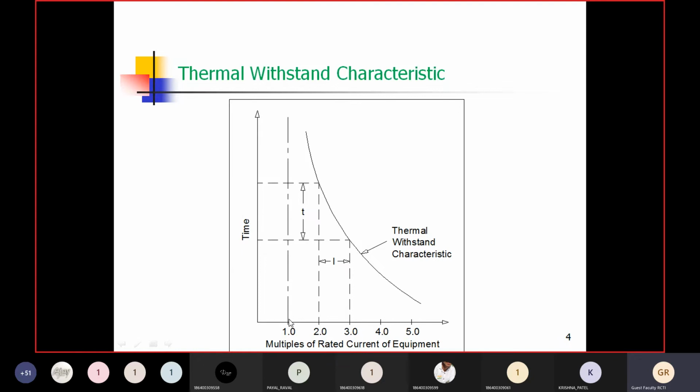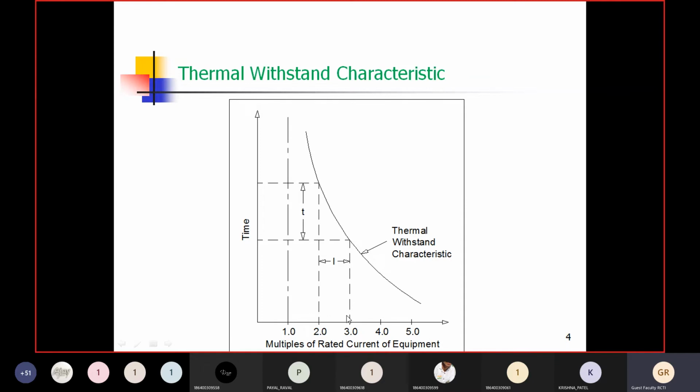Exactly at 1, what can I tell? What do we call this place? Rated current. Okay, just beyond 1, in this range shown by my cursor, up to a maximum of 10% or 20%, it is called overload current.